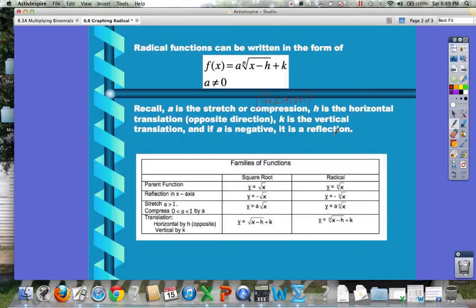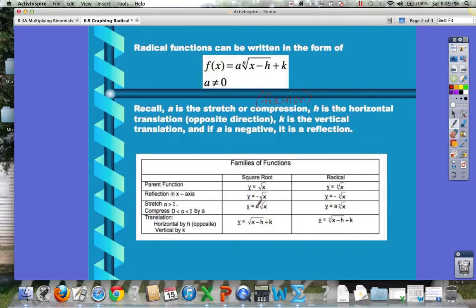All right, so if we have parent functions, a square root is the simplest form, which would be y equals the square root of x. The parent function of any other radical would be y is equal to the nth root of x. So you could have the cube root of x, fourth root of x, whatever. A reflection would be if it was negative. A stretch would mean that it would not be a fraction.